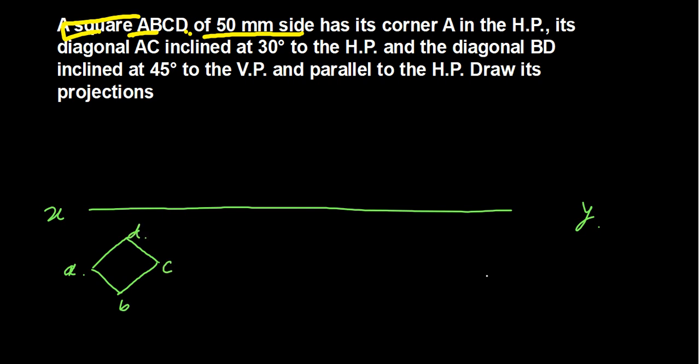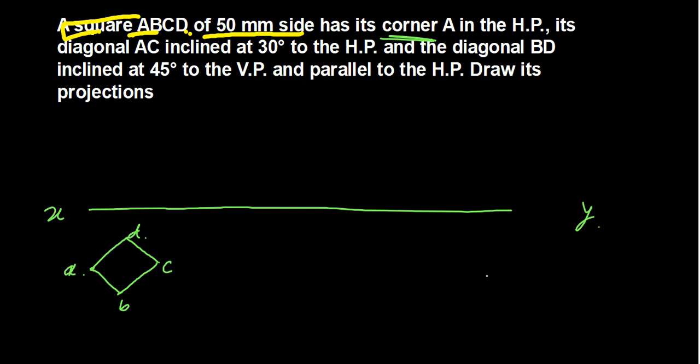So one of its corner is in the HP. So that's what A having a corner, it is in the HP. So if it is one of its edge, means you can take AB or BC, any one side like this you can draw. Okay, but in this question it is clearly mentioned that one of its corner A is in the HP. That's what we have taken A in the right side.